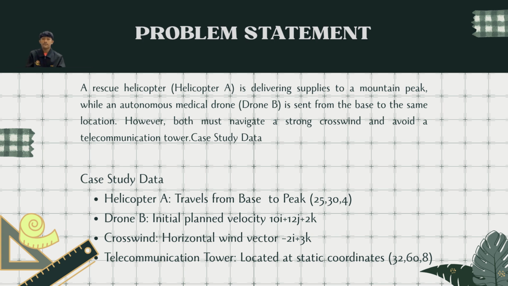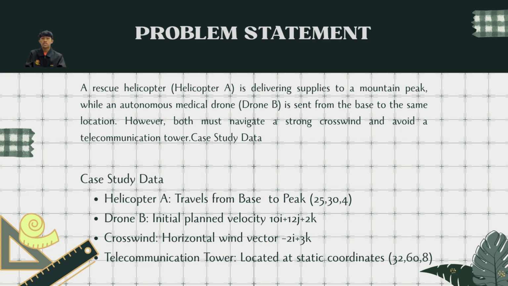The first challenge is the presence of strong crosswind that can affect the drone's direction. The second challenge is a telecommunication tower located near the flight path. Because of this obstacle, we need to analyze the trajectories of both the helicopter and the drone carefully to ensure that no collision happens. Vector analysis will help us to understand and solve this problem.